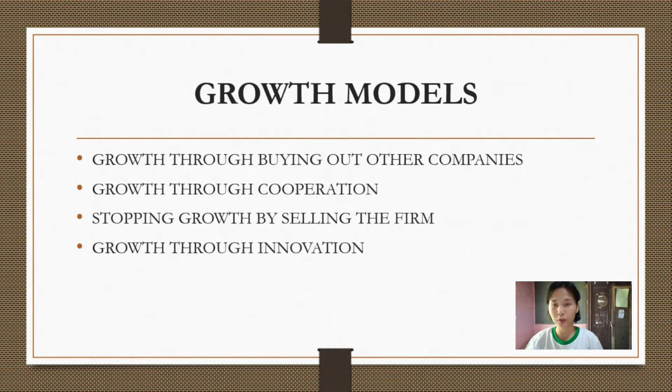So next is the growth models. Growth through buying out other companies, growth through cooperation, stopping growth by selling the firm, and last, growth through innovation. First is growth through buying out other companies. So, this strategy will help startups get competent employees. For example, bumili ka ng isang stock sa isang kumpanya, habang nag-earn ng kumpanyang yon, tumataas din ang stocks mo. Pwede ring lumaki pa ang shares mo at tumaas din ang position mo sa kumpanya. Then, makakatulong rin yon sa sarili mong business dahil pwede kang makipag-collab sa business na yon.